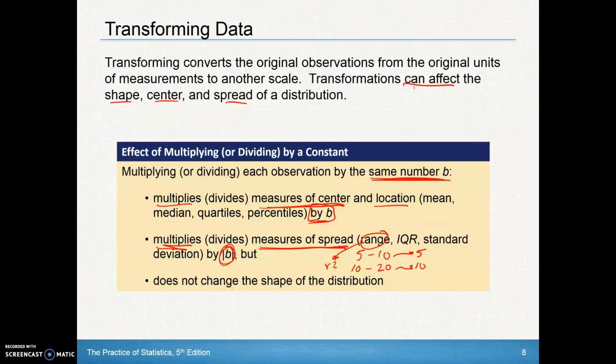But with multiplying as well, it does not change the shape of the distribution. Remember, we only talk about shape as being skewed left, skewed right, or approximately symmetric. Yes, the distribution will look different. It will certainly look more spread out, but it will not change its shape. If it is skewed left, it will remain skewed left. If it's skewed right, it will remain skewed right. If it's approximately symmetric, it will remain approximately symmetric if I multiply every score by the same number.